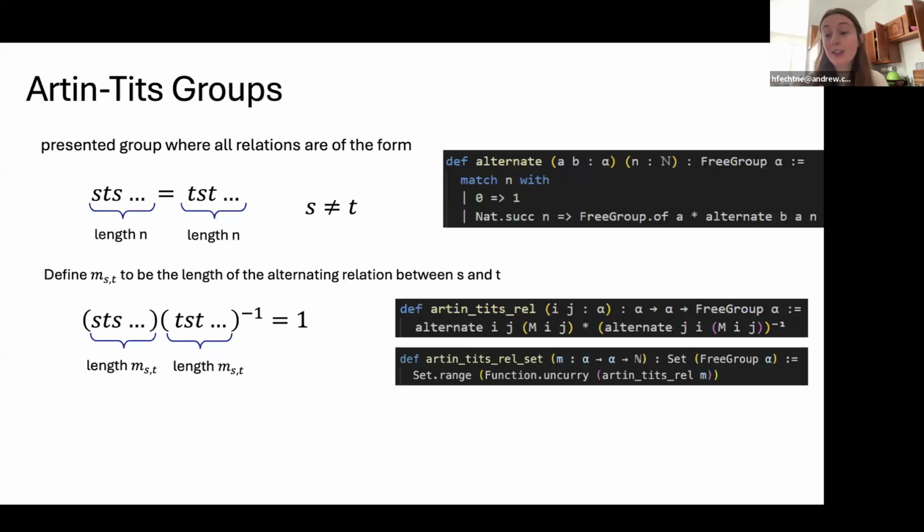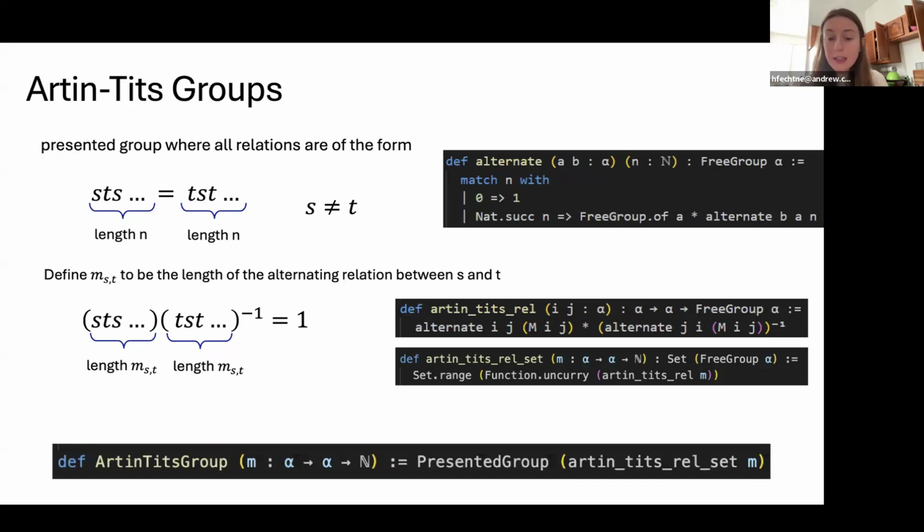Lean's going to require us to have a set of free group elements, not just a relation. So, okay, we take the set range. There's a little uncurrying to do to make all the types match. And with that, we just plug this into the presented group infrastructure that already exists. This was probably the most delightful part of my project. I was like, Lean already has this, amazing.